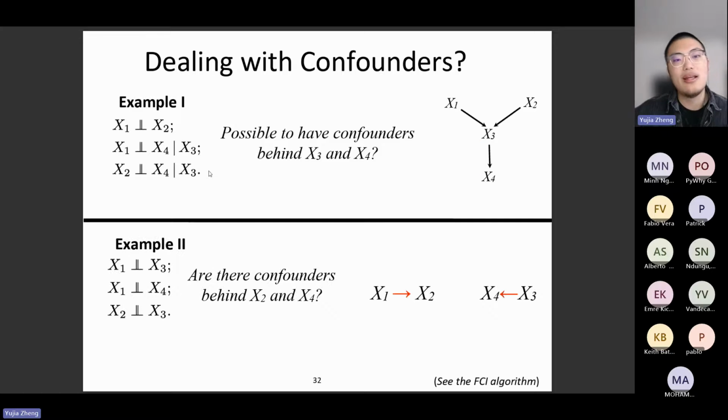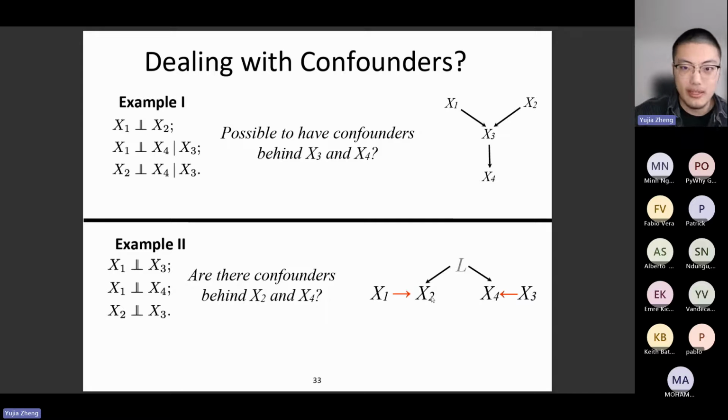And in another example, if all the conditional independence relationships are these three types of conditional independence, is there a confounder behind X2 and X4? Obviously, there must be a confounder between them, right? Because otherwise, there will be an independence relation between X2 and X4. So yeah, we can see that in some cases, we can decide whether there exists a latent confounder, given only the observational data.